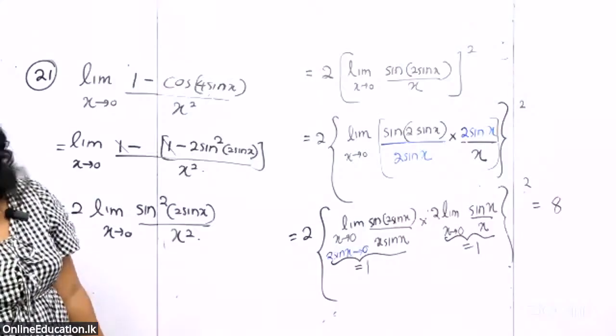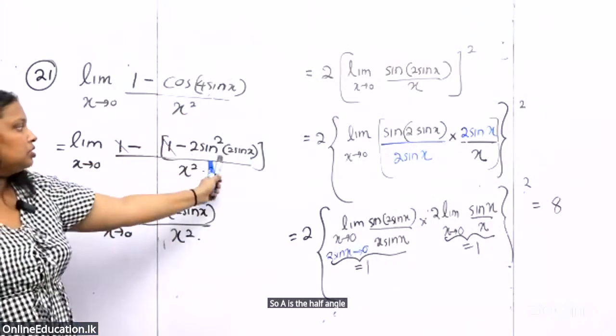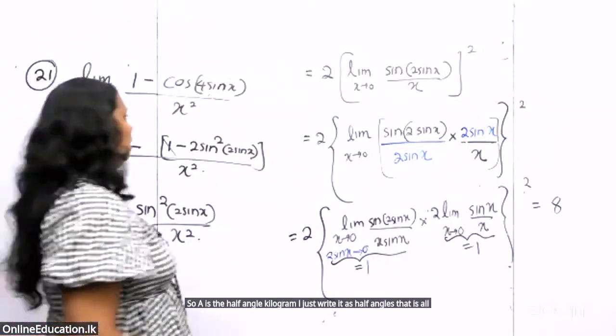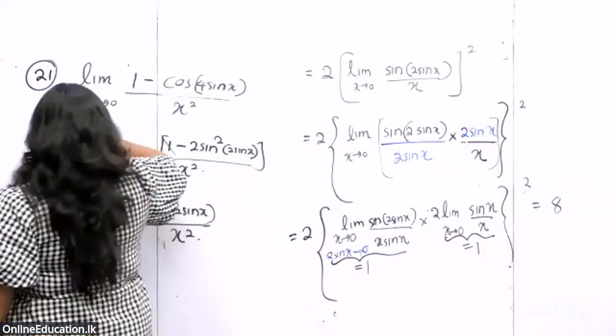So if you apply the half angle, just write it as half angles. That's all. Right. Now 22.